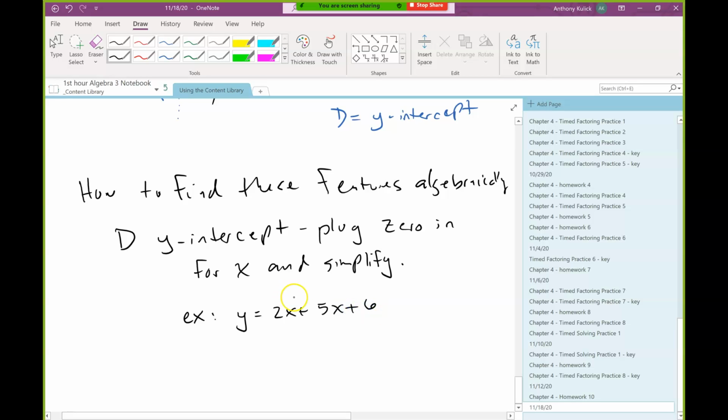So for example, if I have the quadratic in standard form, 2x squared plus 5x plus 6, if I plug 0 in for x, 0 squared is 0, 2 times 0 is 0, 5 times 0 is 0, 0 plus 0 is 0, and 0 plus 6 is 6. So my y-intercept is (0, 6).